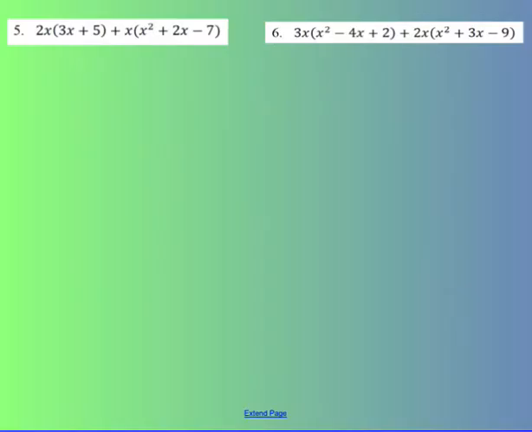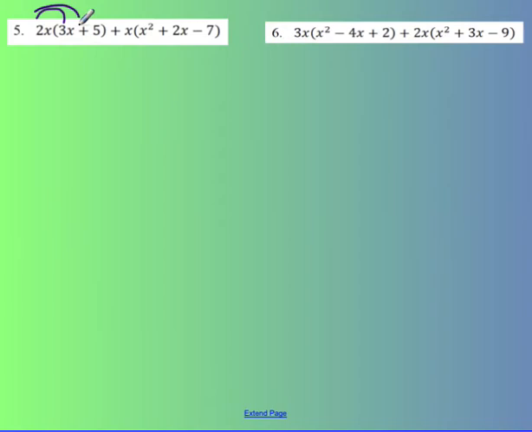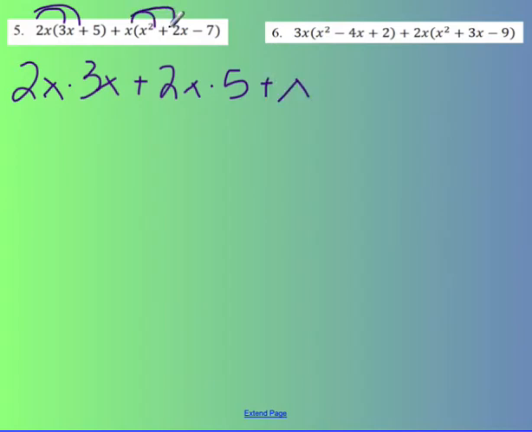Let's keep moving forward. So now again, we're going to be distributing some of these in. If you don't need to write it, if you can do some of it in your head, that's fine. I'm just going to do it so that we can see what we're doing. So that 2x is going to be distributed into the 3x and the 5, and then the x is going to be distributed into each of those terms. So I have x times x squared, x times 2x, and x times negative 7.